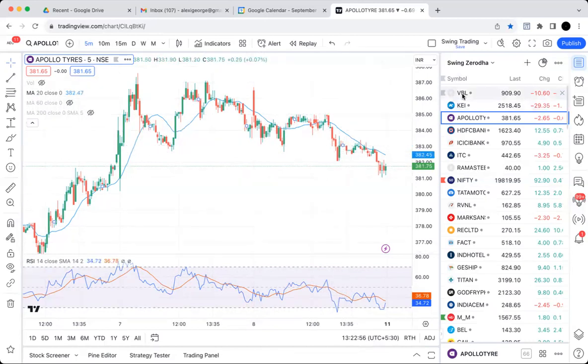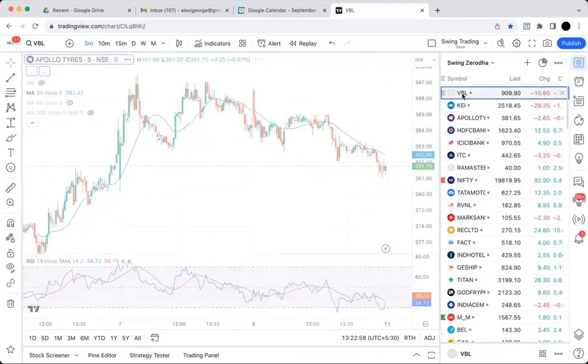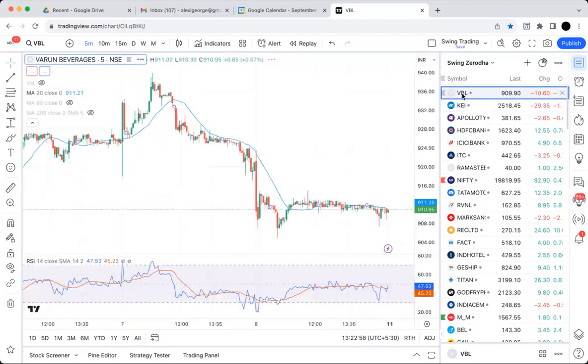Okay, so that's one thing that I want you to recognize, that the price seems to stay close to the 20 period moving average.